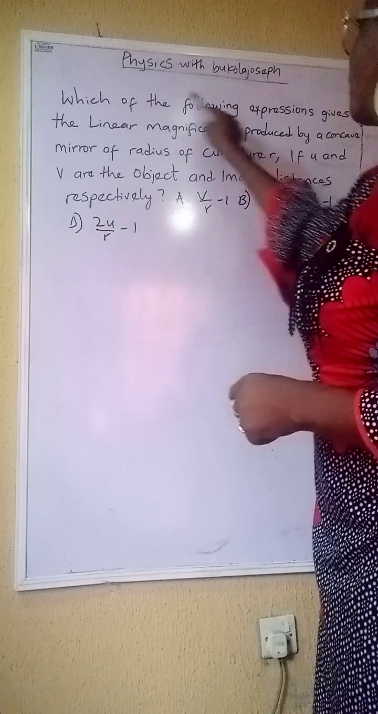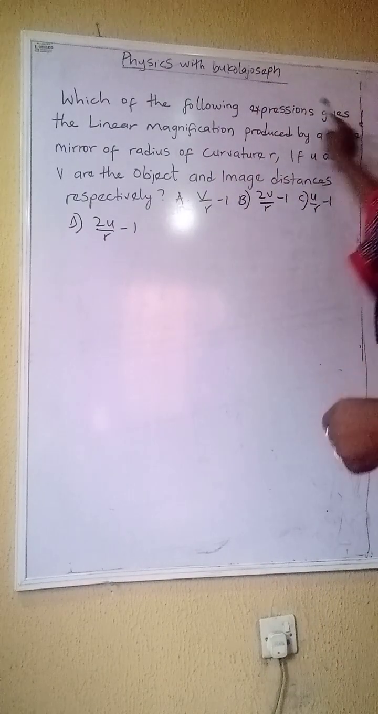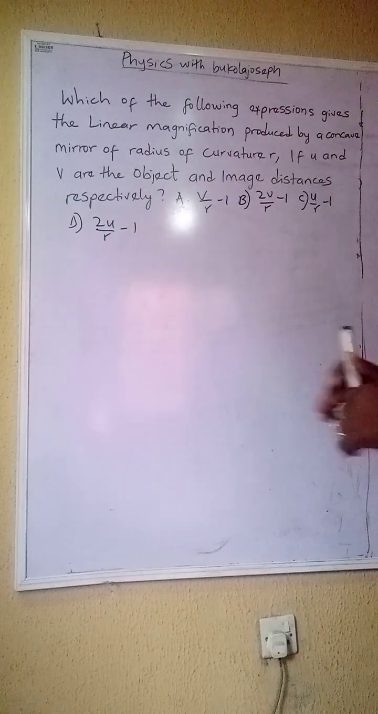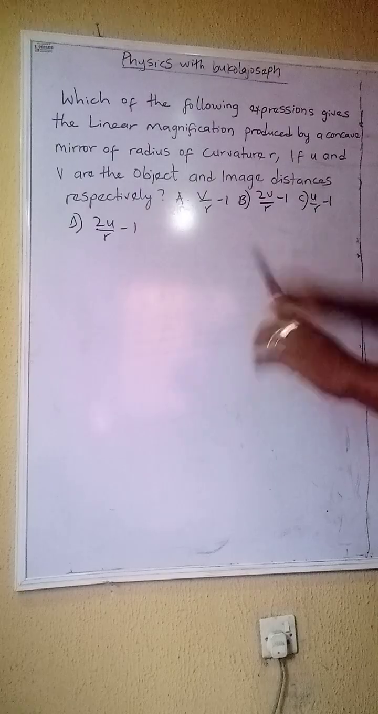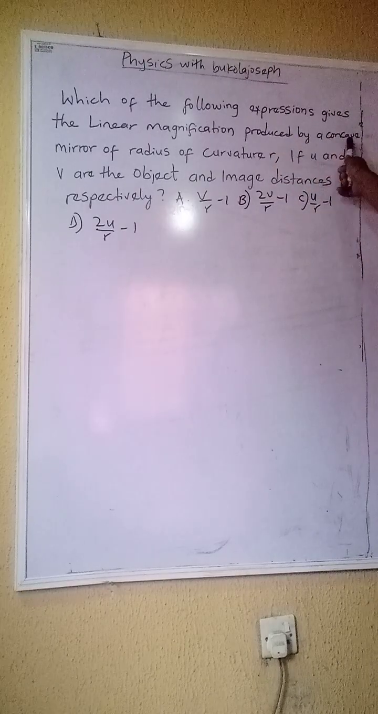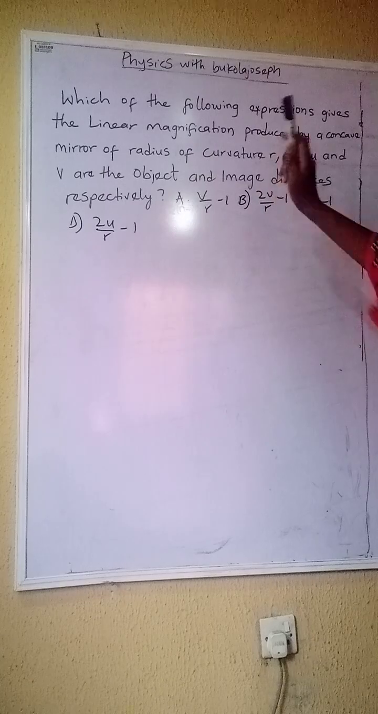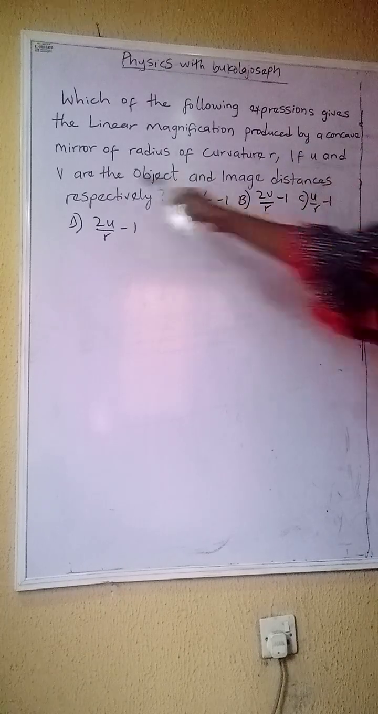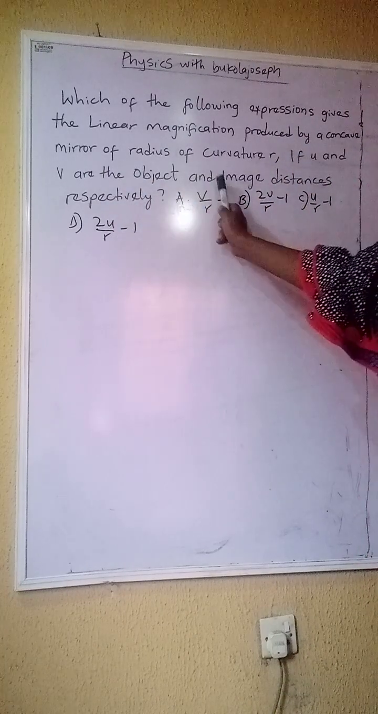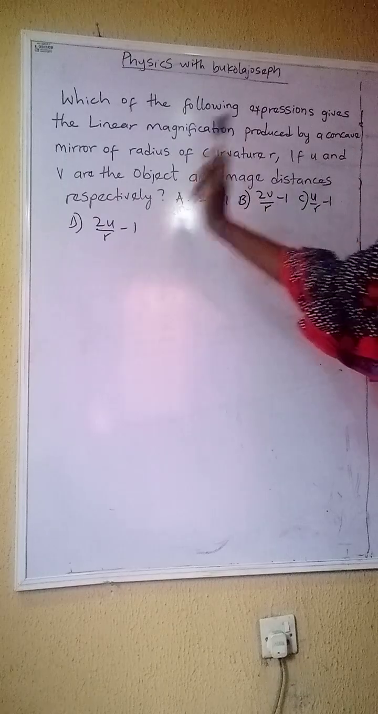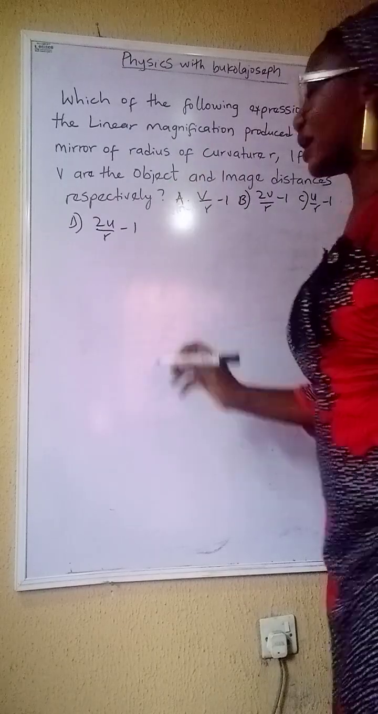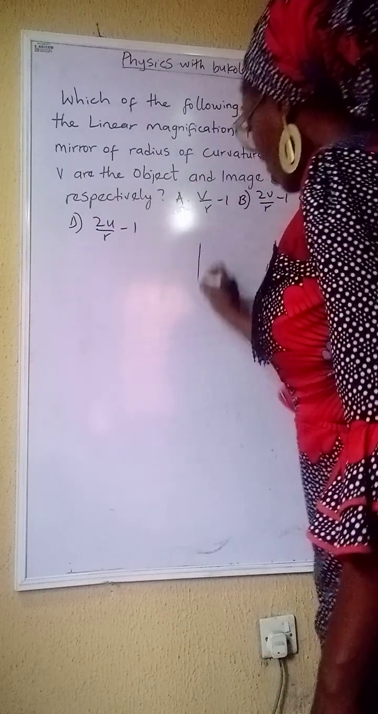Which of the following expressions gives the linear magnification produced by a concave mirror of radius of curvature R if U and V are the object and image distances respectively? Okay, now we have this question on the board.